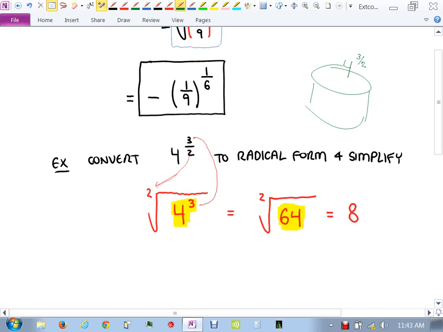But what I'm trying to get you to see here is that 4 to the 3 halves is just the number 8. And you may wonder, well, why would you ever do that? Yeah, you're right. But I'm trying to get you to see how this works, how these numbers work, what that 3 turns into. The 3 turns into a power, the 2 turns into a root, and then you can simplify.